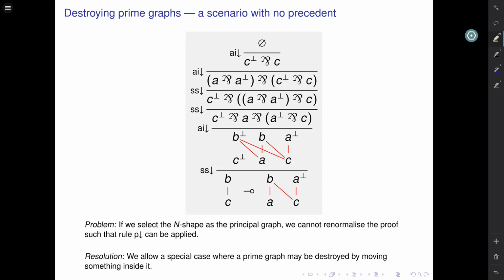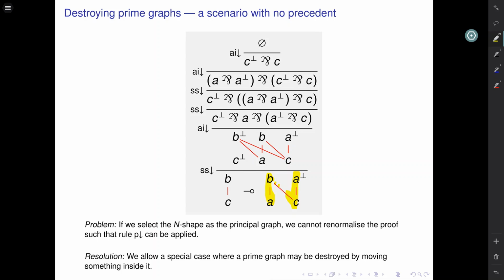which has not been witnessed before in logics with formulas. If you look at this scenario here, we have this N shape, and according to what I said before, with splitting I should be able to rewrite the rest of the graph such that it becomes a Z-like shape, even if some of them are empty components, and then I can apply this P down rule. I cannot do this in this scenario.